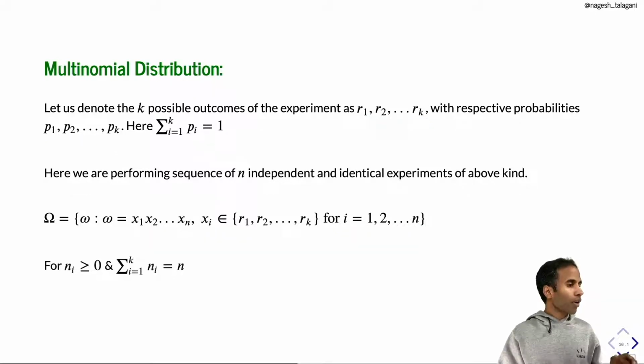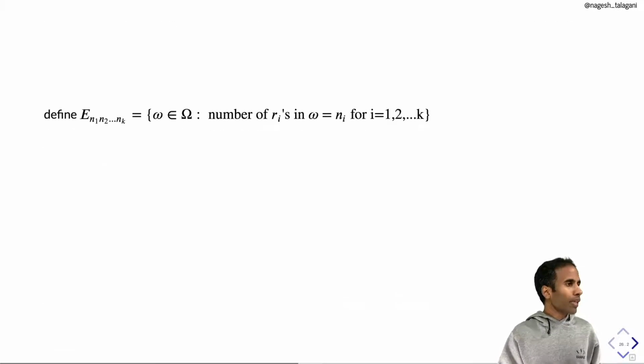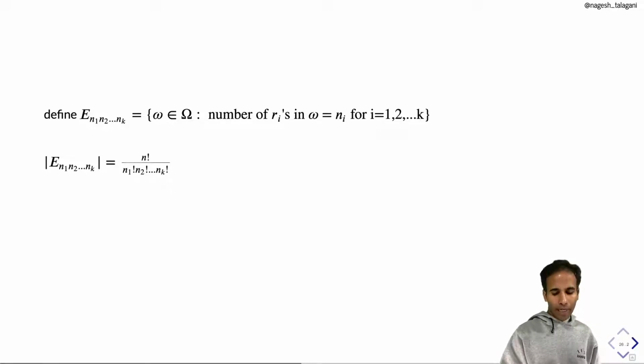For non-negative ni's for which the summation of ni from 1 to k equals n, we can define the event E(n1, n2, nk), consisting of outcomes omega in capital Omega in which there are n1 R1s, n2 R2s, so on, nk Rks. All such outcomes are sitting in this event. From combinatorics, the number of elements in E(n1, n2, nk) is n factorial by n1 factorial, n2 factorial, so on nk factorial.